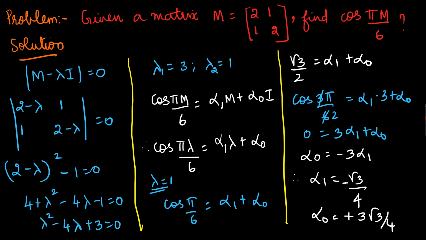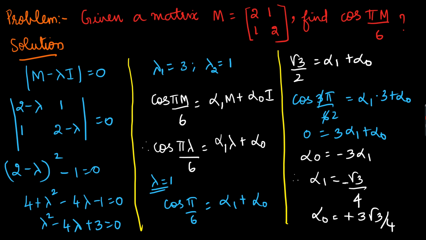So now we have a matrix M which is [[2, 1], [1, 2]], and I have to find cos(πM/6). So I'm going to tell you how to use the previous solution. First thing is to find the eigenvalues, and my eigenvalues are 3 and 1. Lambda 1 is equal to 3 and lambda 2 is equal to 1. Now I have to find cos(πM/6).